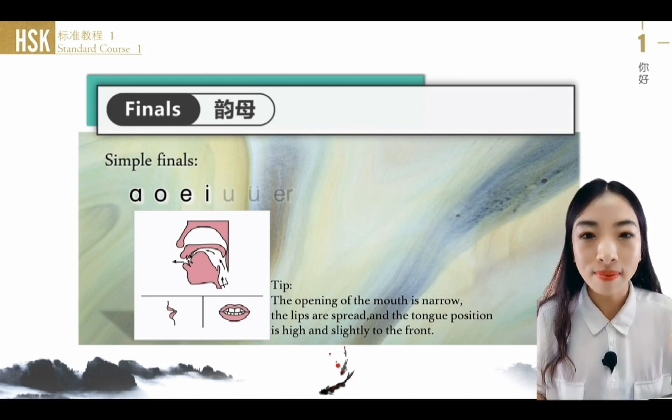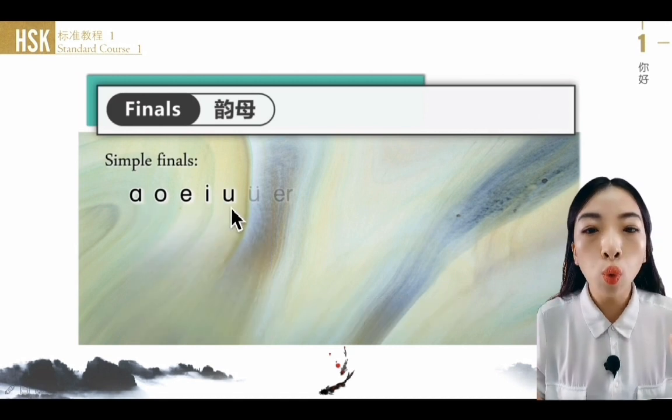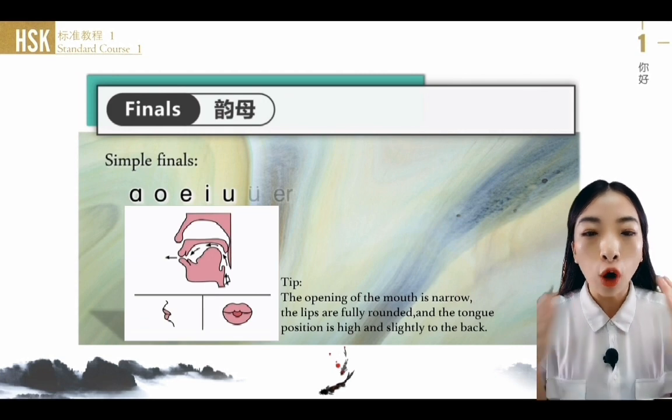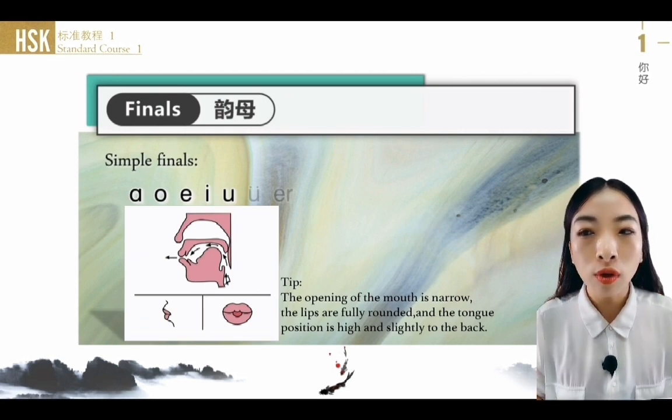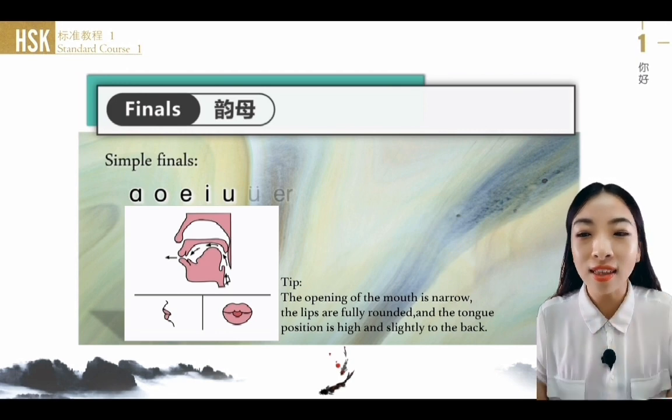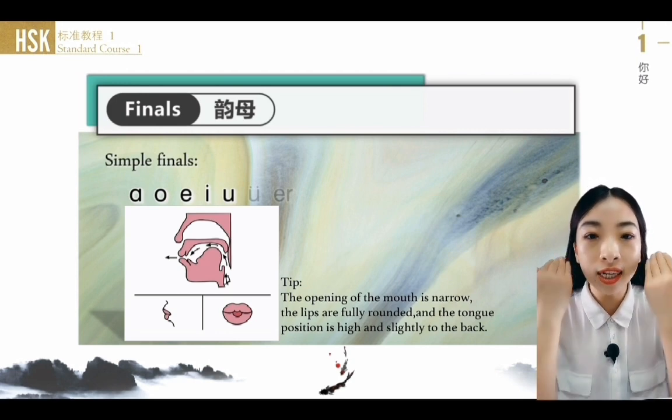Next, the opening of your mouth is narrow. The lips are fully rounded, and the tongue position is high and slightly to the back.